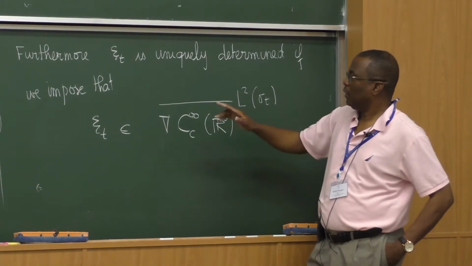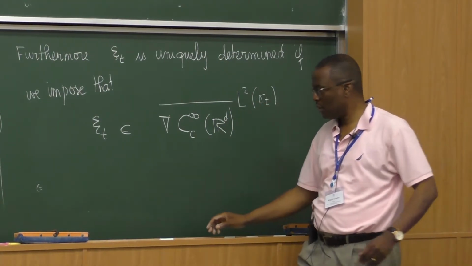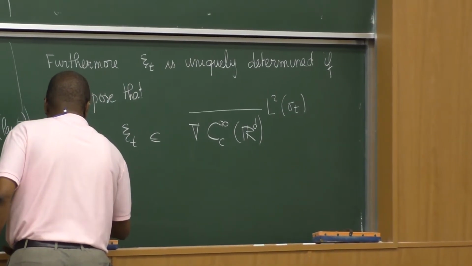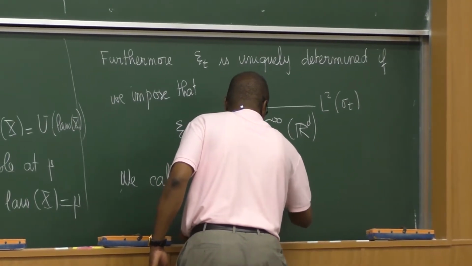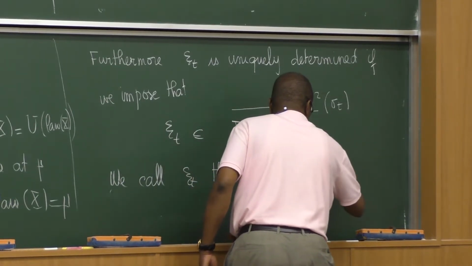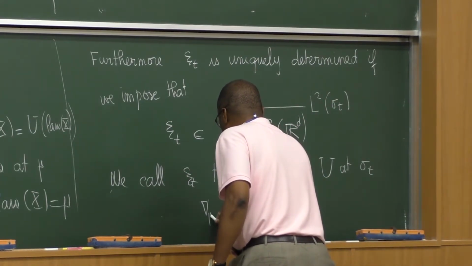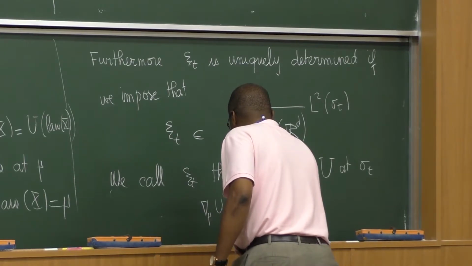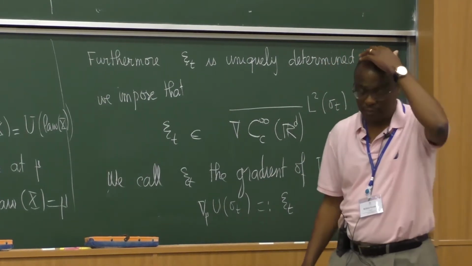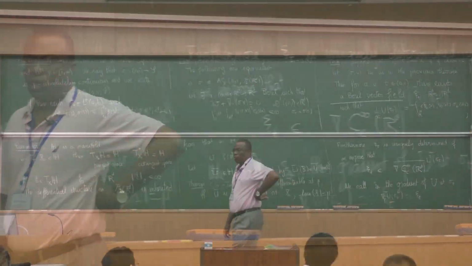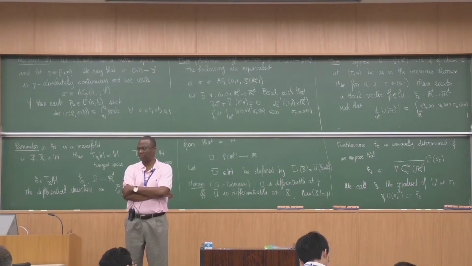And I am saying not only it is uniquely determined, but it exists. We call psi_t the gradient of U at sigma_t. And we write the gradient of U at sigma_t is psi_t. So what I did, you can do something similar for the subdifferential and the differential.